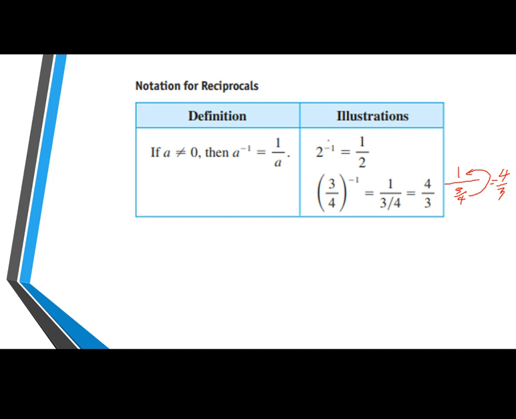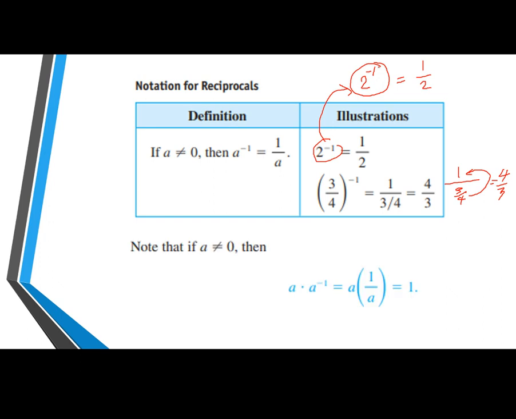What this means is that any number whose power is a negative number becomes a denominator. So the 2 becomes the denominator, 1 over 2, and the negative exponent goes away.